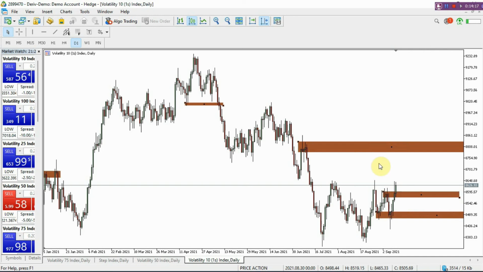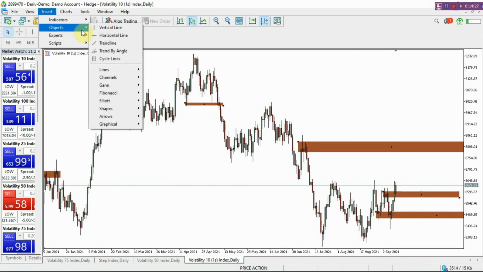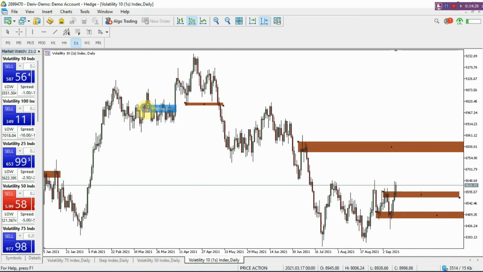Okay, but if price breaks below this neckline, I will be bearish towards the downside. Only if price breaks below this neckline, I'll be taking a sell towards the downside. So these are my thesis for my Deriv pairs this week, and these are what I'll be looking at.